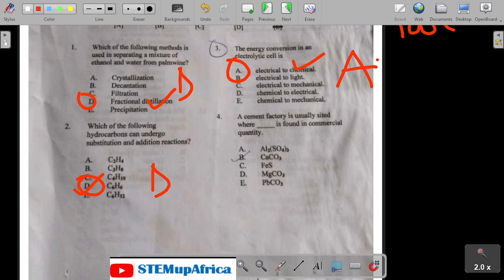Number 4: a cement factory is usually sited where there are natural resources on which the factory operates. For a cement factory, it is calcium carbonate that we use in making cement. Calcium carbonate is used in the manufacture of cement, so the answer is B.